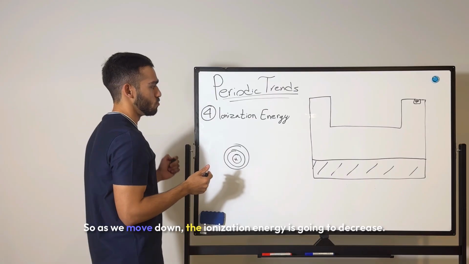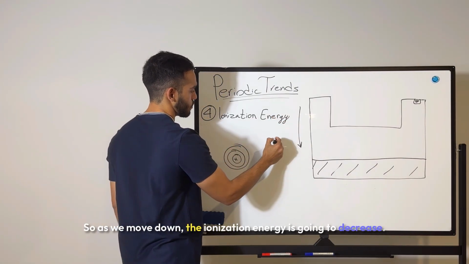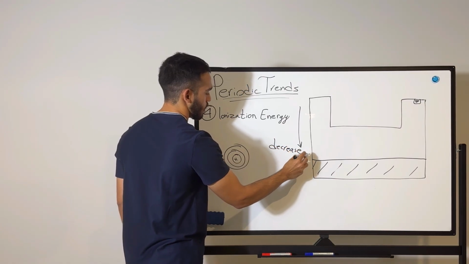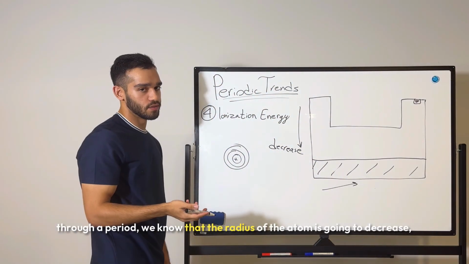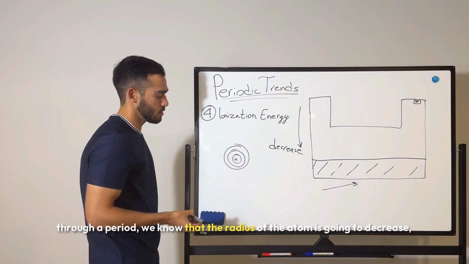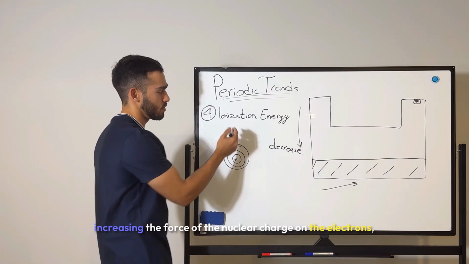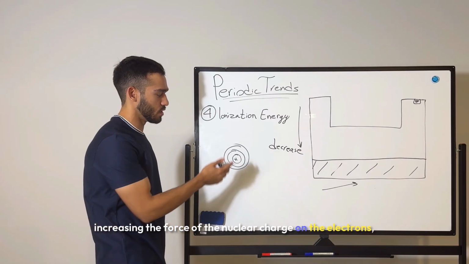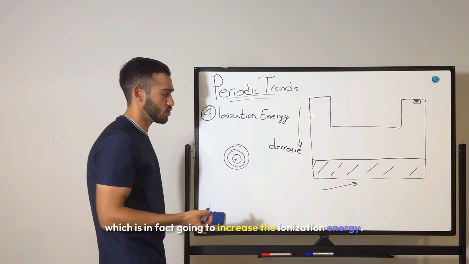So as we move down, the ionization energy is going to decrease. And as we move right through a period, we know that the radius of the atom is going to decrease, increasing the force of the nuclear charge on the electrons, which is in fact going to increase the ionization energy.